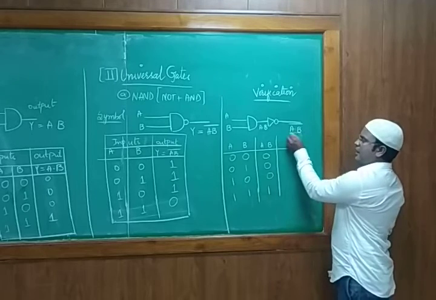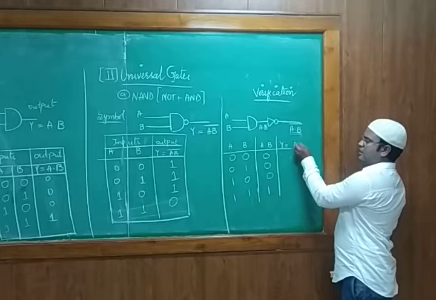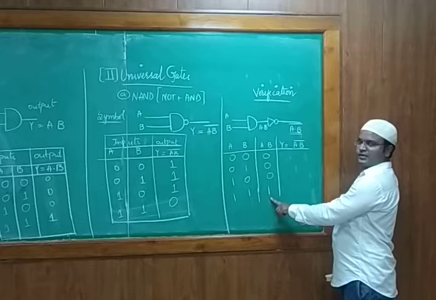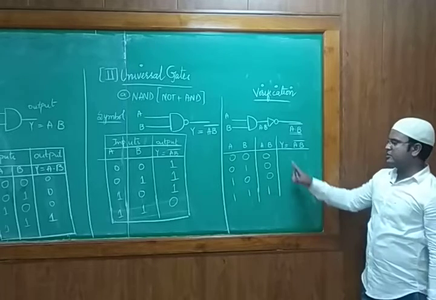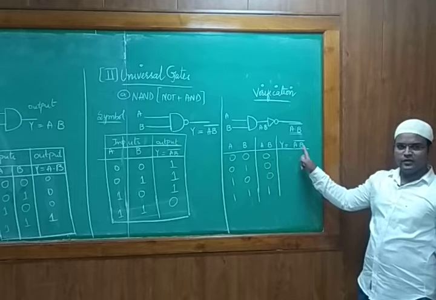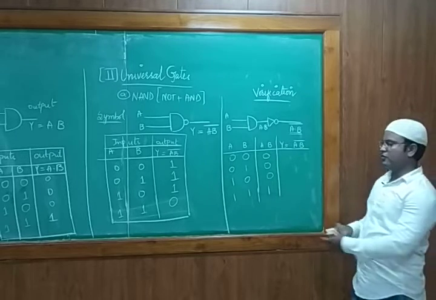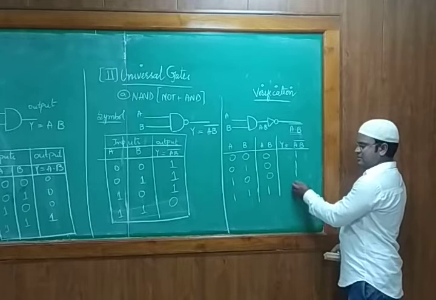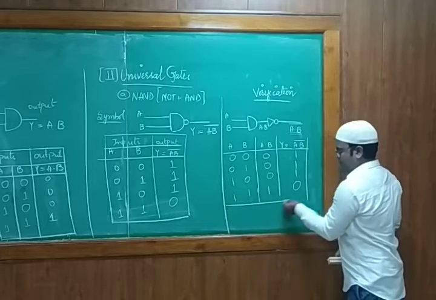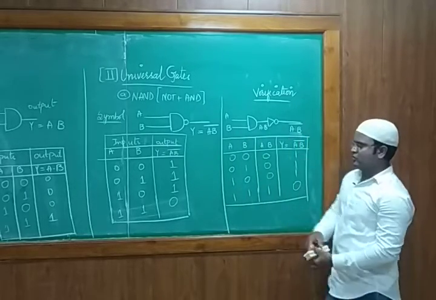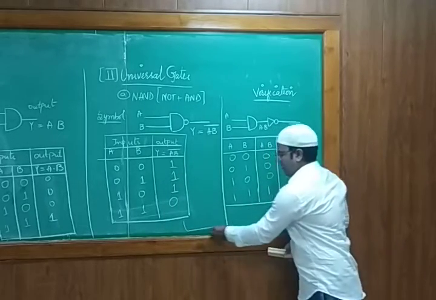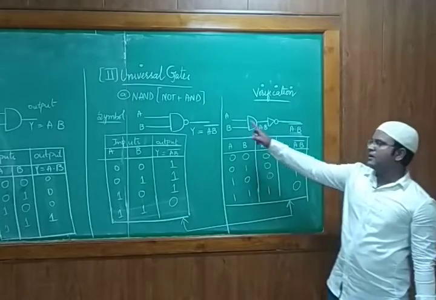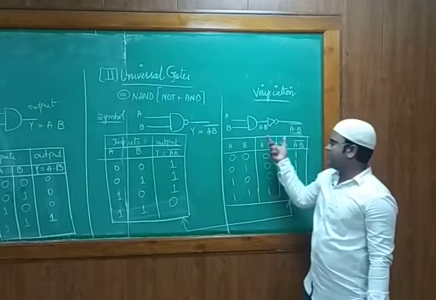Next, the actual output I need to write is y equals A into B complement. Whatever the inputs, I need to write the respective output. If it is 0, I write 1. If it is 1, I write 0. So 0 means 1, again 0 means 1, again 0 means 1, 1 means 0. So the output for this gate and the output for that are exactly equivalent to each other. That means the NAND gate can be designed by considering these two gates.